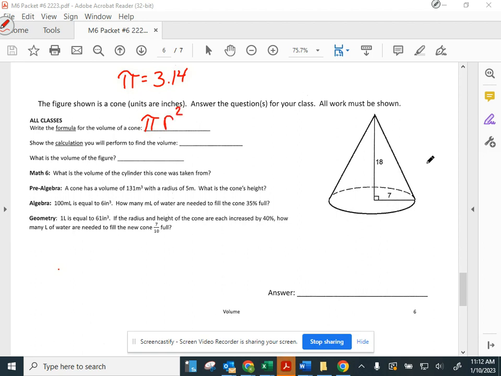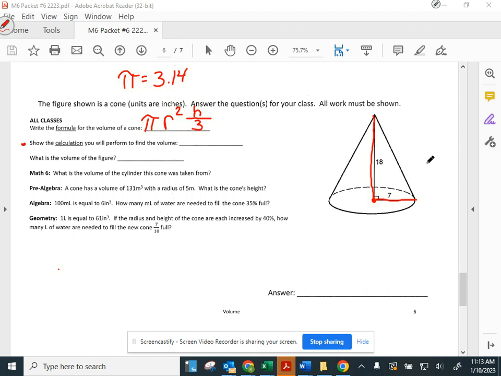If we look over here, r goes from the middle of our circle over to the end. And squared means it's times itself. And then we have the height divided by 3. So our height is 18, and we're going to divide that by 3.